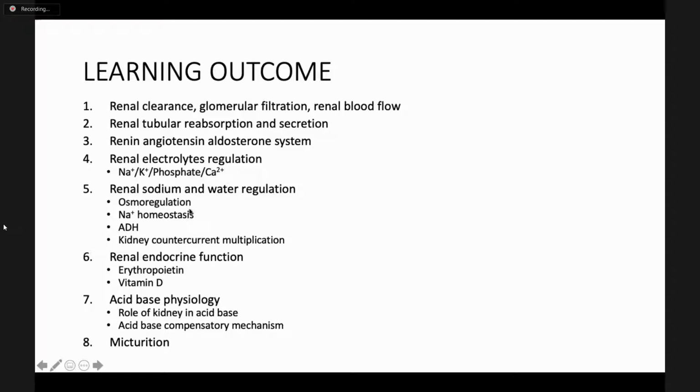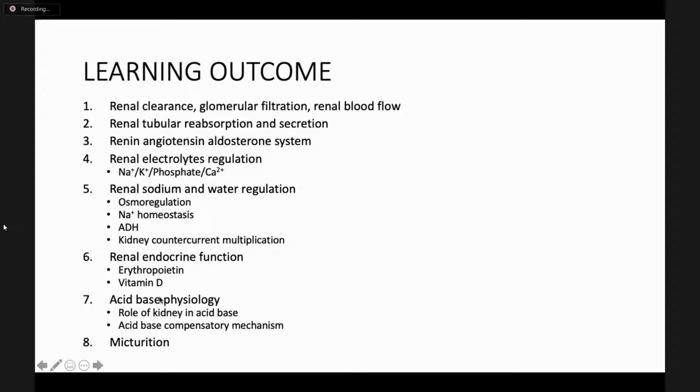Okay. And then renal sodium and water regulation. This one has been covered in the previous session, yeah, osmoregulation. How do you maintain sodium homeostasis in the body? The contribution of aldosterone in maintaining the homeostasis of renal sodium and water, and the kidney countercurrent multiplication. And then you've got to be able to explain to us the renal endocrine function, because the kidney is able to secrete erythropoietin, as well as help in the formation of vitamin D.